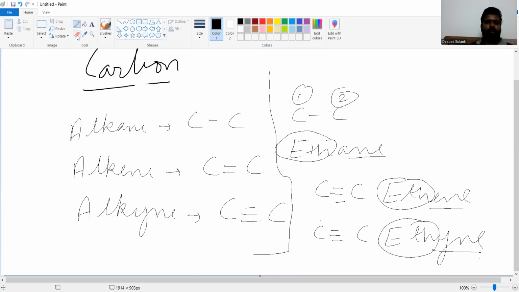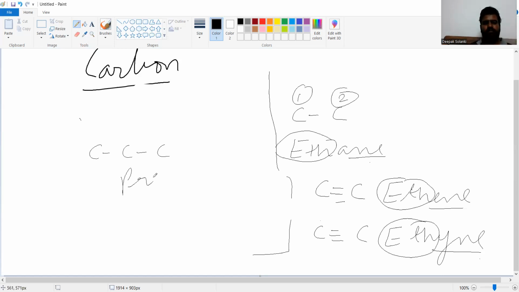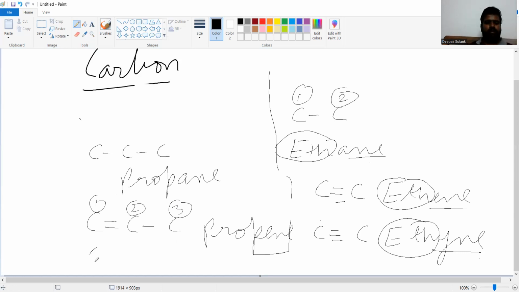In the case of prop, three carbons, let me take an example like this: single bond and single bond, three carbons, prop, and single bonds are there. Naming will be like this: 1, 2, and 3. The name will be propane. If a double bond is there, propene. And if a triple bond is there like this, then propyne.